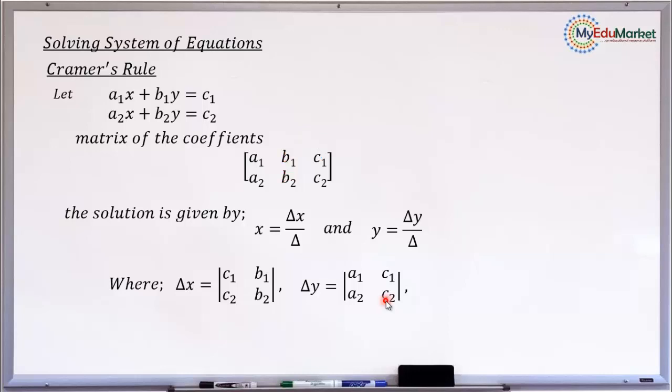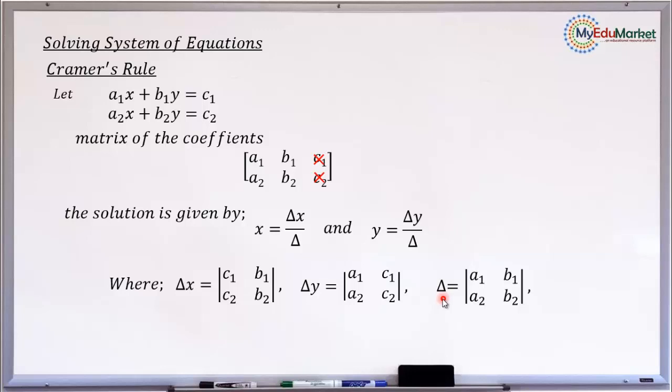For the delta, you simply cancel that last column, which contains the constant terms C1 and C2. What remains are the four entries A1, B1, A2, B2, and the determinant of that is your delta. So this is how we arrive at del x, del y, and delta, and the delta is very easy.